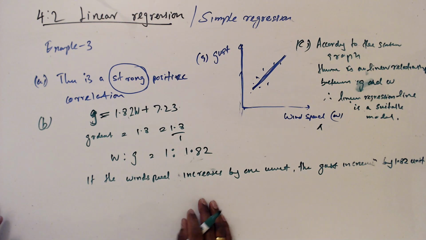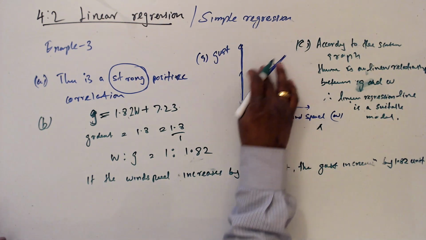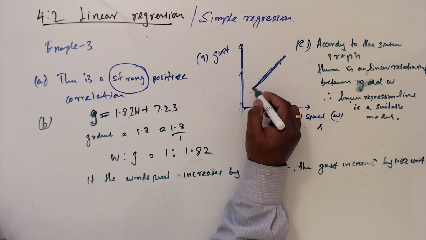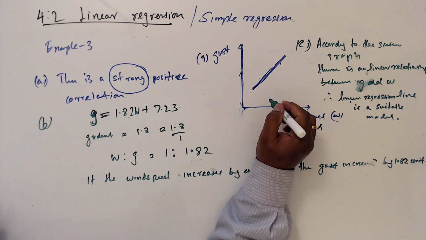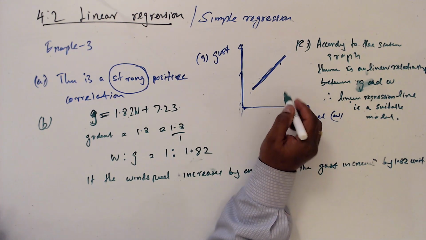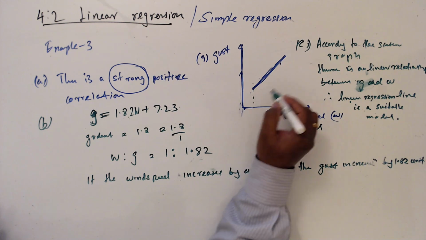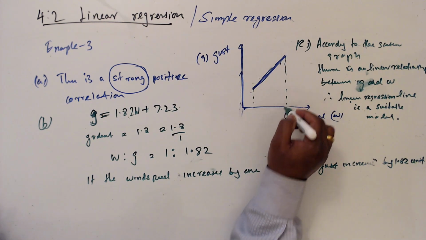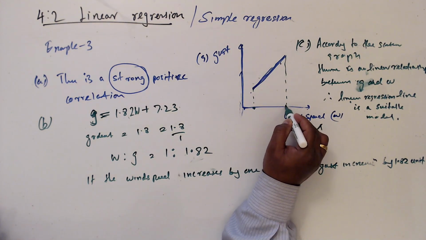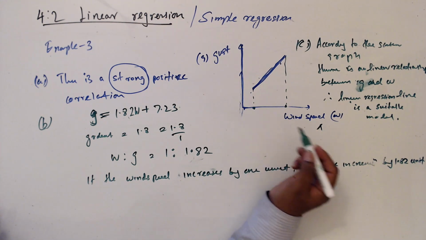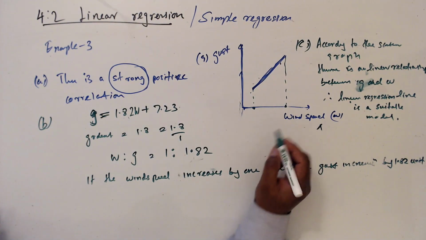Now, the important thing about this linear regression line is the prediction. We can predict the data. If we predict the data in between the given range, then we call it interpolation.